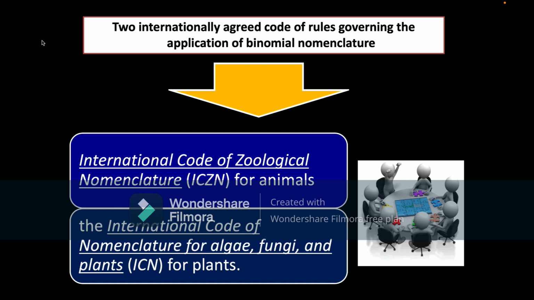The International Code of Zoological Nomenclature, that is ICZN for animals, and the International Code of Nomenclature for algae, fungi and plants, that is ICN for plants, are the 2 internationally agreed codes of rules governing the application of binomial nomenclature. Although the general principles underlying binomial nomenclature are common to these 2 codes, there are some differences both in the terminology they use and in their precise rules.